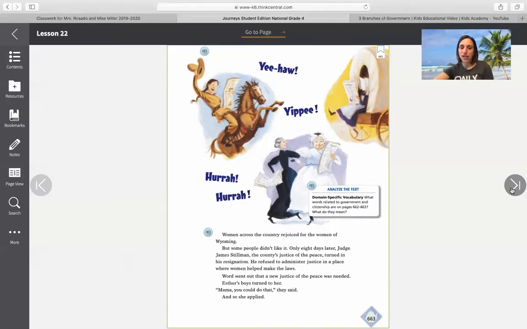And just a little check-in here, just to make sure you understand: there was a judge who was supposed to sign the law into place that women in Wyoming could vote. But the judge didn't like this idea, so he quit his job. So Esther's sons turned to her and said, "Mama, you could do that. You could be the judge." What do you guys think? Do you think she's going to try to become the judge? Do you think she will become the judge?